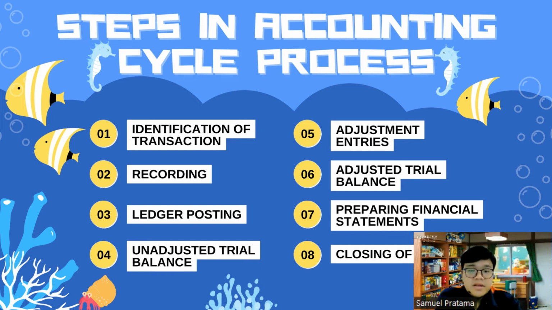And the sixth, adjusted trial balance. Adjusted trial balance is a statement listing all the closing balances of the ledger accounts after all the adjustment entries related to the accounting period are posted into the books of accounts.